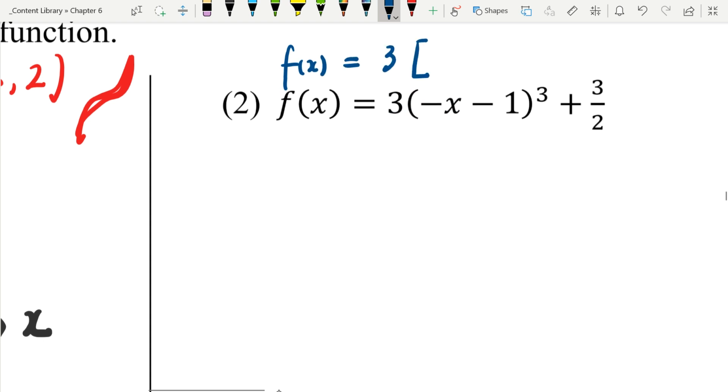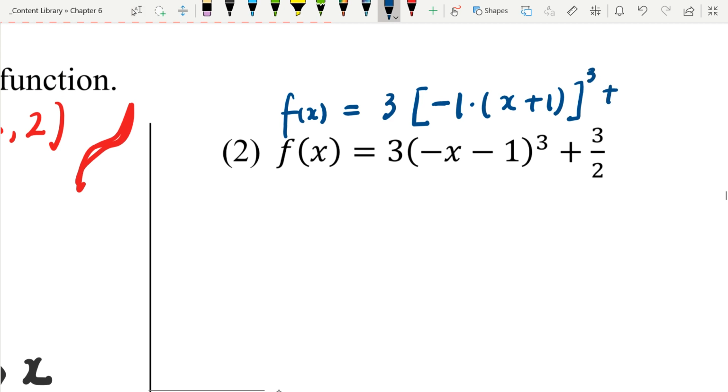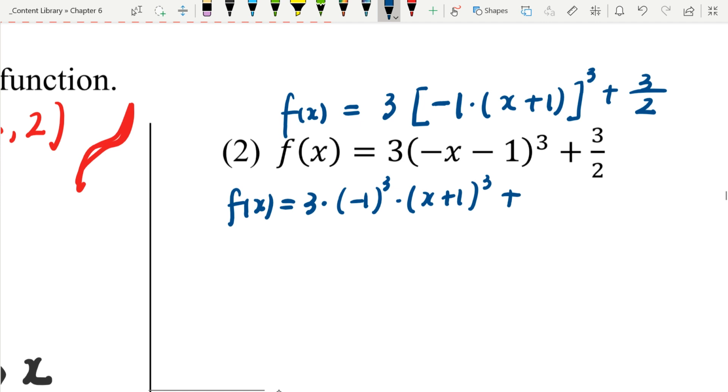I take a minus 1 out from inside, and then I keep that. So take minus 1 out in the bracket, so that's minus 1 times x plus 1. Then I can extend the bracket by using index law. So what I'll do is f(x) equals 3 times (minus 1) to the power 3 and (x plus 1) to the power 3, and then plus 3 over 2.